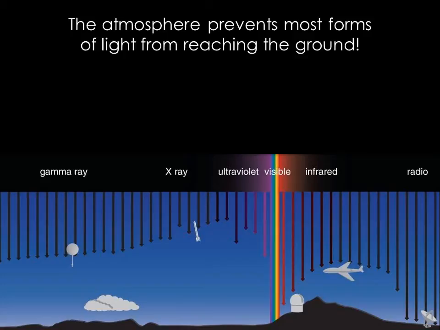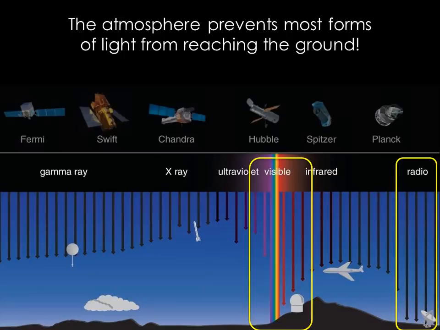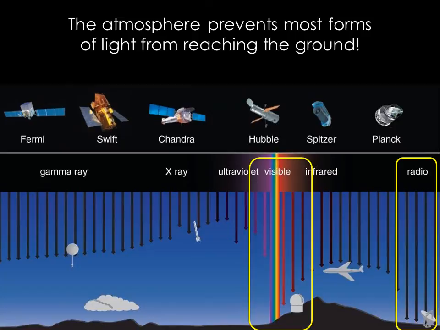This figure shows the approximate depths to which different forms of light penetrate our atmosphere. Only radio waves, visible light, and the very longest wavelengths of ultraviolet light and small parts of the infrared spectrum can be observed from the ground. Therefore, the most important reason for putting telescopes into space is to allow us to observe the rest of the electromagnetic spectrum. The Hubble Space Telescope is probably the most famous observatory, but there are many others that operate in parts of the electromagnetic spectrum that do not reach the ground.